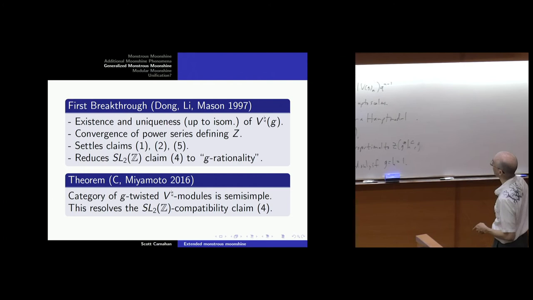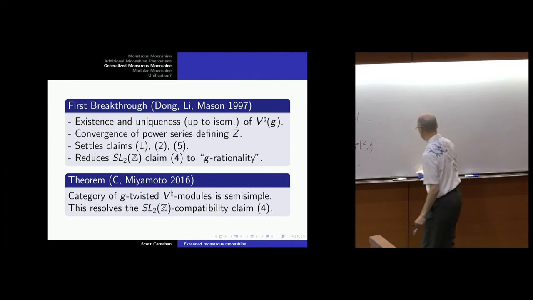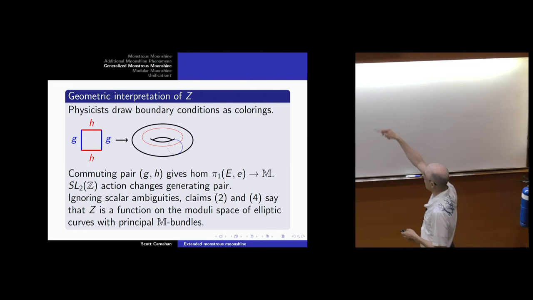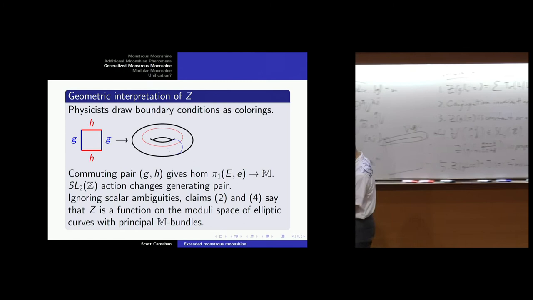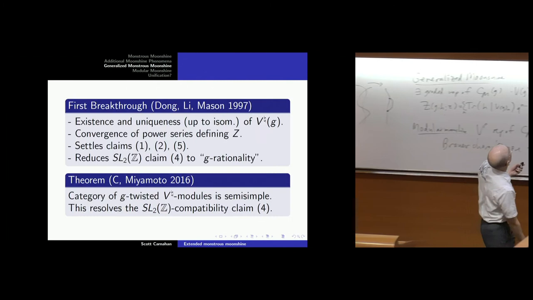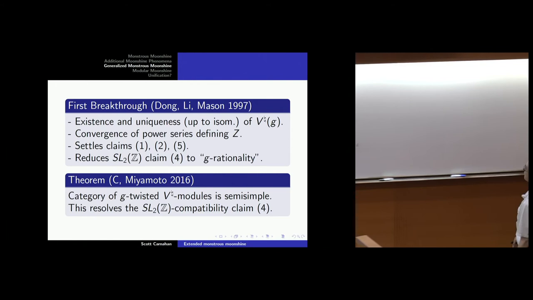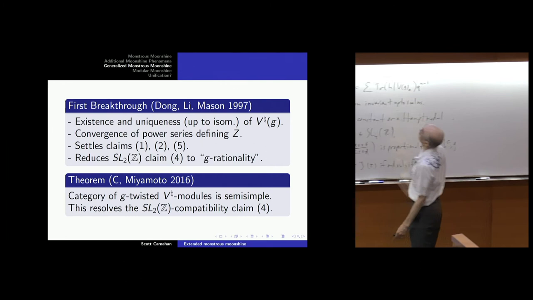And so one consequence of this fact, which I won't write about until later, is that this moduli space, or rather functions on this moduli space, admit a notion of Hecke operators. And this will be a key point in the proof. So the first breakthrough in this proof was by Dong, Li, and Mason. They showed that these modules, these twisted modules, exist, and they're unique up to isomorphism. And they also showed that these graded traces converge on the upper half plane.